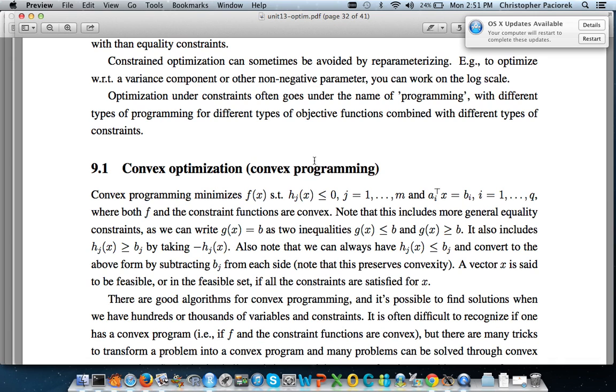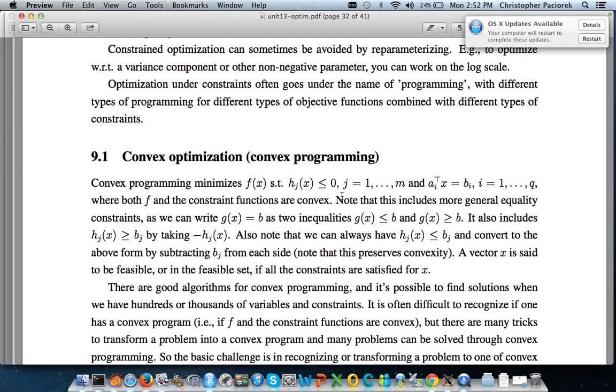So you might have a set of these q linear constraints, and then you might also have inequality constraints. So you might have a constraint that some h sub j function of x is, say, less than or equal to 0. So if I take some nonlinear function of the x's, that has to be less than 0. If it's the case that f is convex and these h inequality constraint functions are also convex, then we have a convex programming problem.